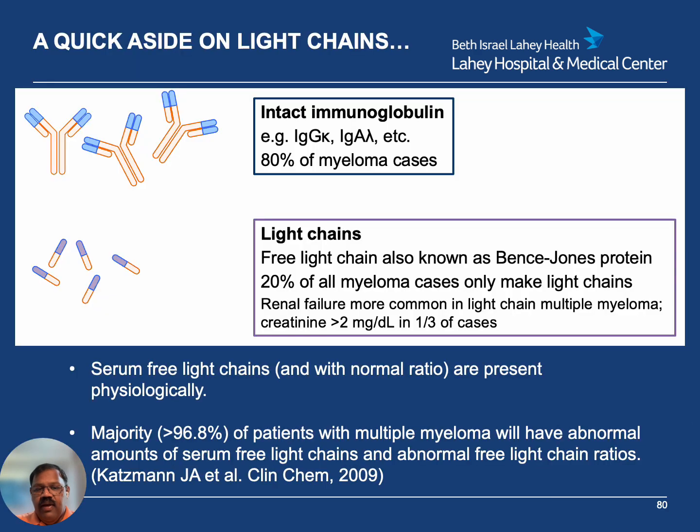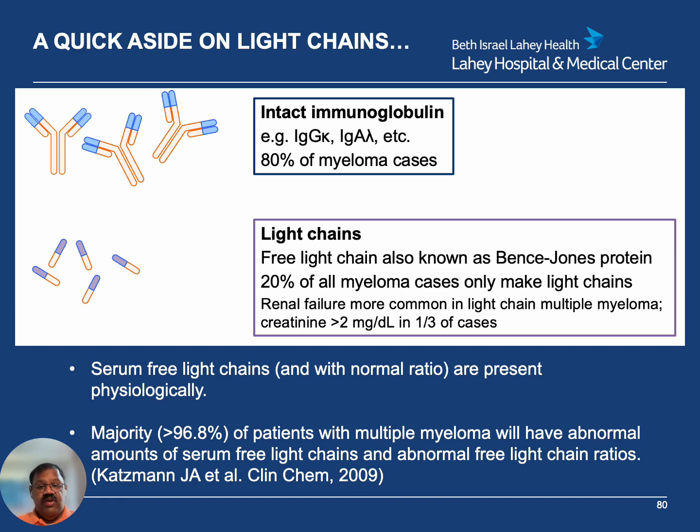So remember, intact immunoglobulins basically have both a heavy chain and light chain component, and 80% of myeloma cases really present with intact immunoglobulins. There are, however, cases of multiple myeloma that can present with a free light chain prominent disease. And the free light chains are really known as the Bence-Jones proteins. And this occurs in 20% of all myeloma cases where they only make light chains.